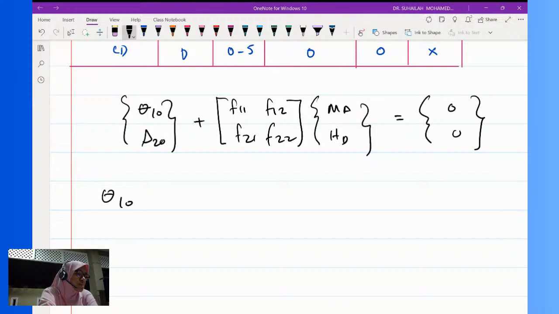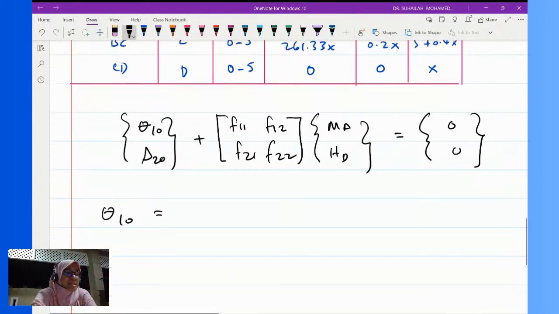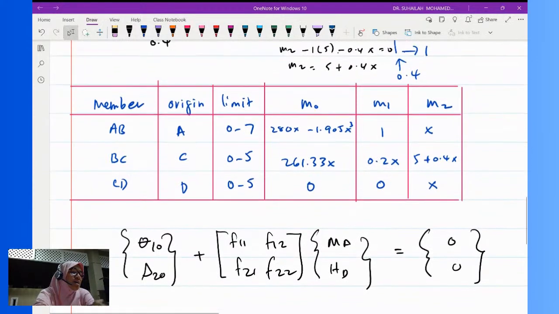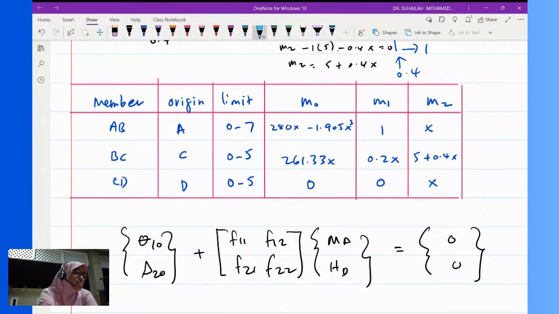Theta 1 naught, the notation gives us, we know from the notation we use 1 and naught. 1 and naught means we will multiply these two: M1, M naught. Delta 2 naught, 2 and naught.